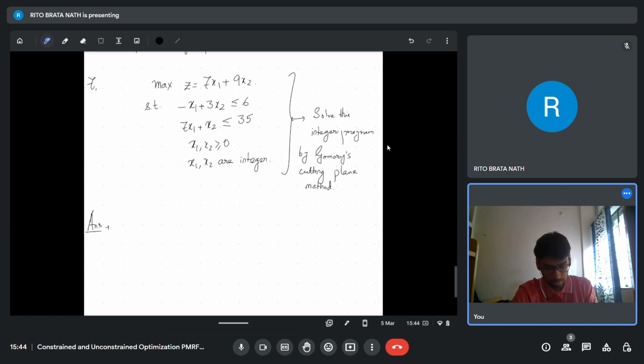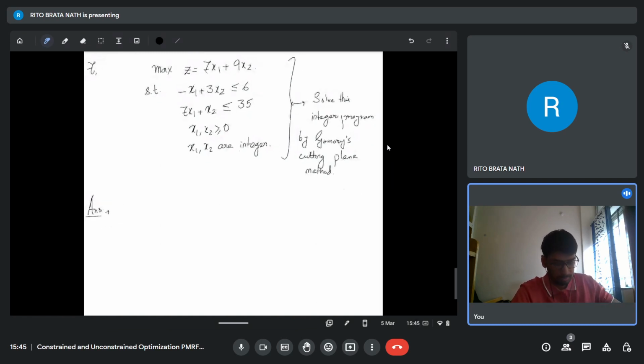So let me do this. Okay, so let me actually do this so I'll be able to understand. So first it's converting into the standard form.